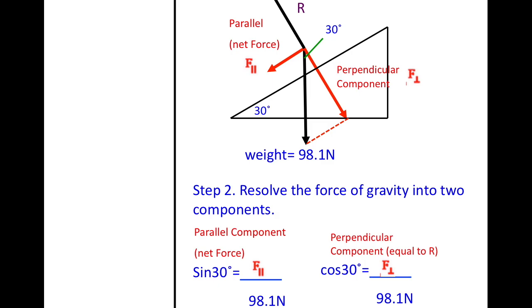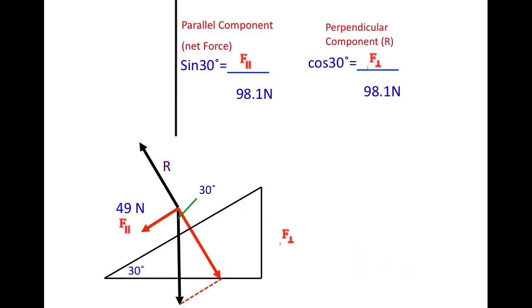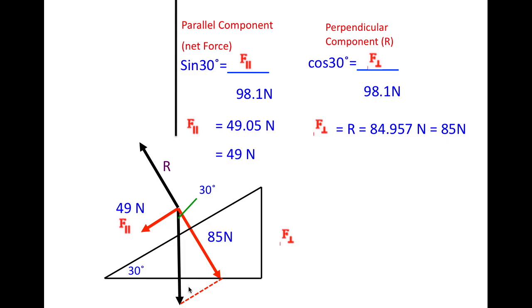This component and this, remember these two, are exactly the same. So if you solve for the perpendicular component, you will also get your normal force. So let's go ahead and solve for the parallel and perpendicular components, and we should get 49 newtons and 85 newtons. So here we have all of our information on our diagram.